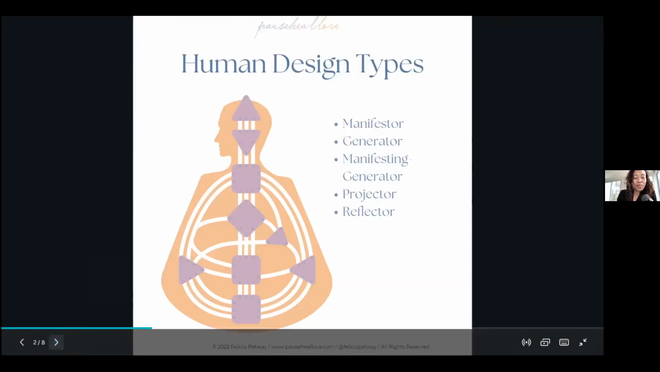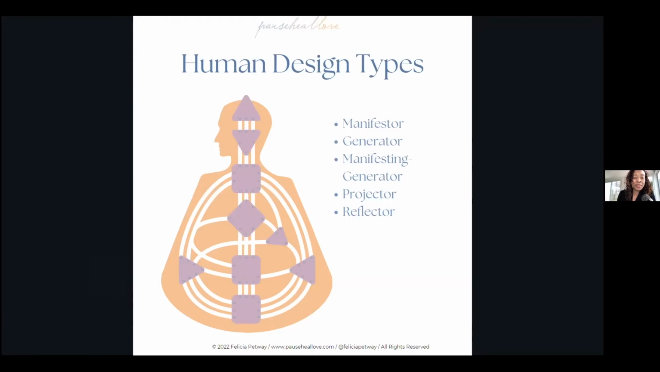So let's start with the basics of human design type. Type in human design explains how our energy and aura works. There are 5 types in human design that you can see listed here. Today, we are focusing on the reflector type. You can see my videos on manifestor, generator, manifesting generator, and projector already posted on my YouTube channel.